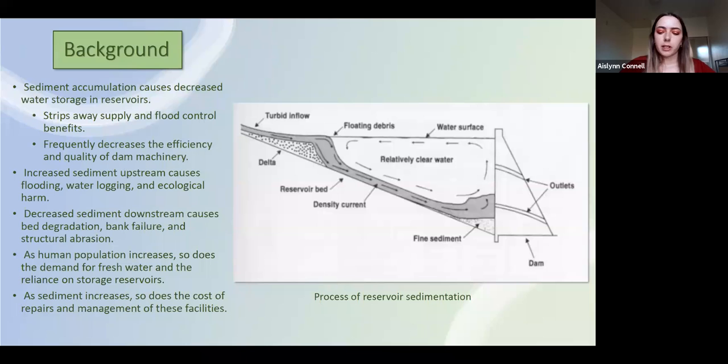And as the population increases, our demand for fresh water from storage reservoirs does as well.